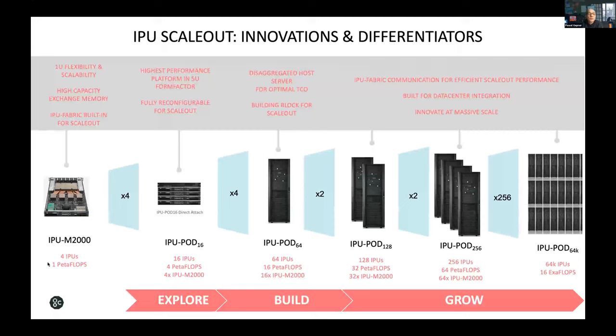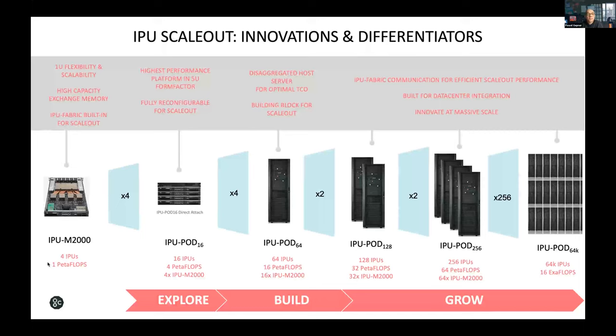Pod 4 contains just a single machine connected to the host. Pod 16 is one host and four IPU M2000s, so a 5U kind of solution. It is there just for exploration, just to get the first feeling of how it operates, just to build some basic POC of how the technology is performing. And then when you are adding and multiplying this by four, you are getting something like a pod 64.